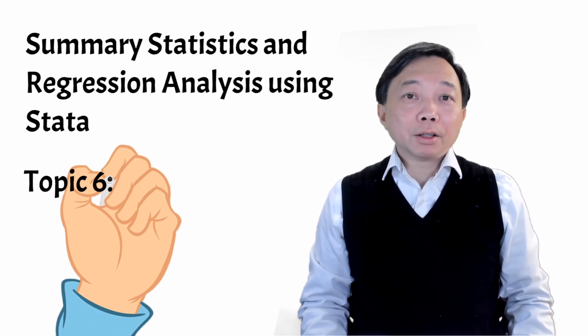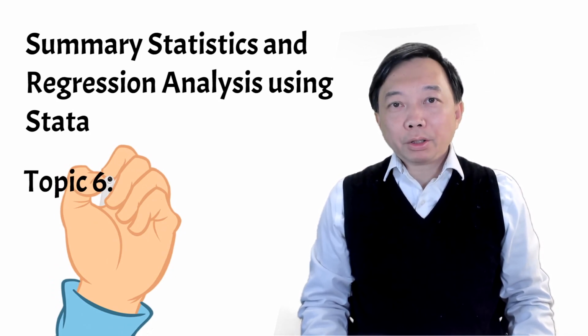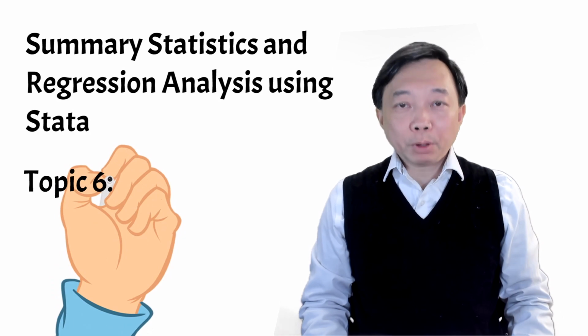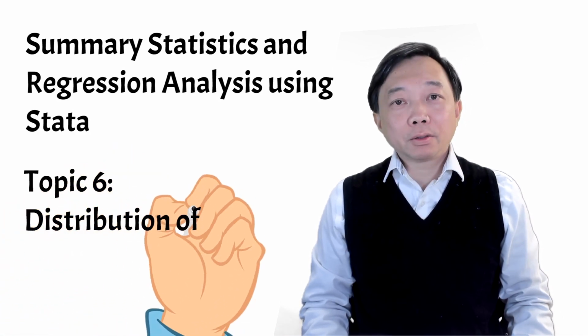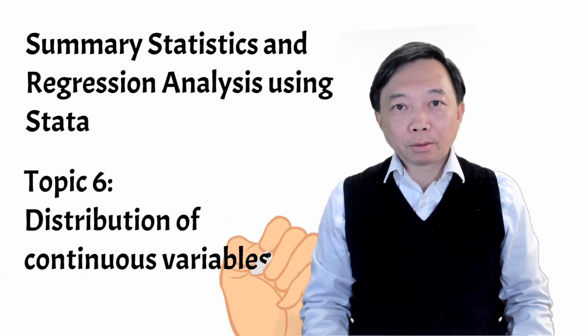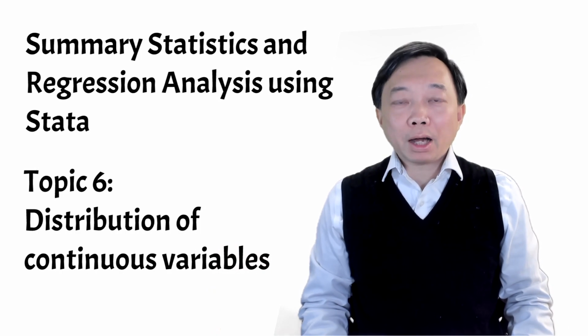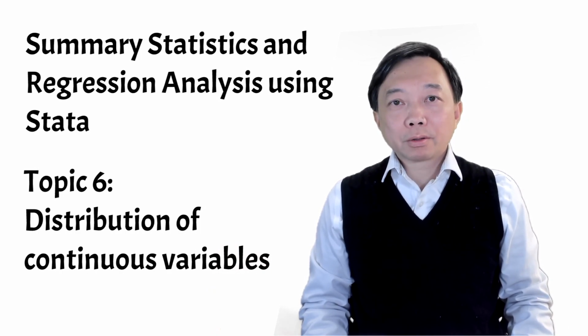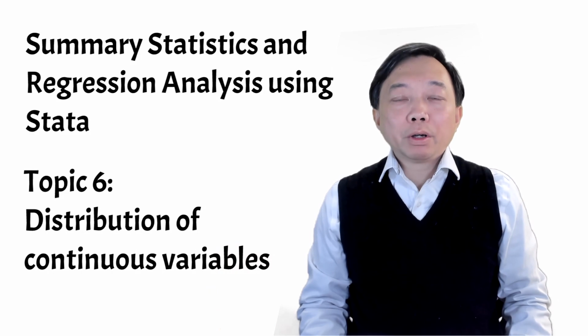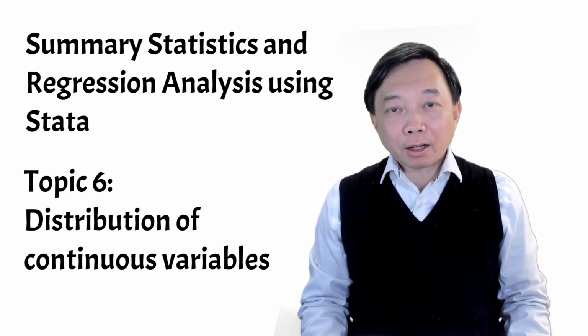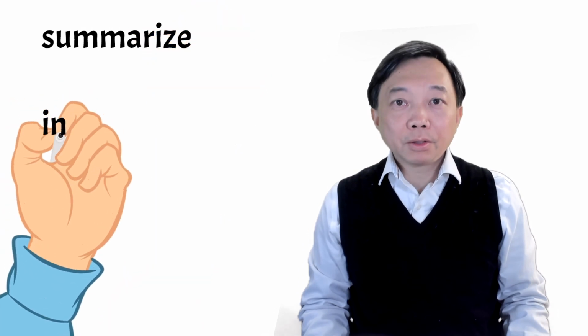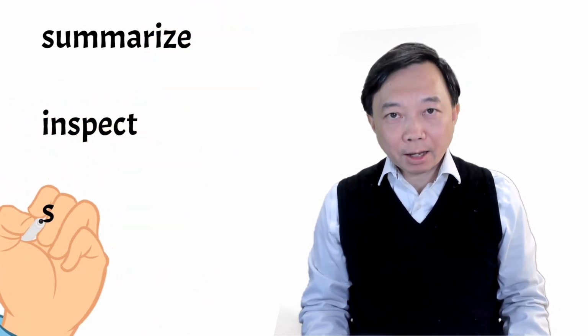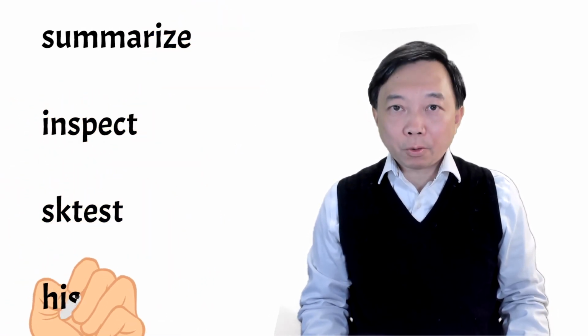When we see a continuous variable, we usually want to know its distribution, whether it is normally distributed or whether it is right or left skewed. Today, we will look at various Stata commands that analyze a continuous variable's distribution, including summarize, inspect, sktest, and histogram.